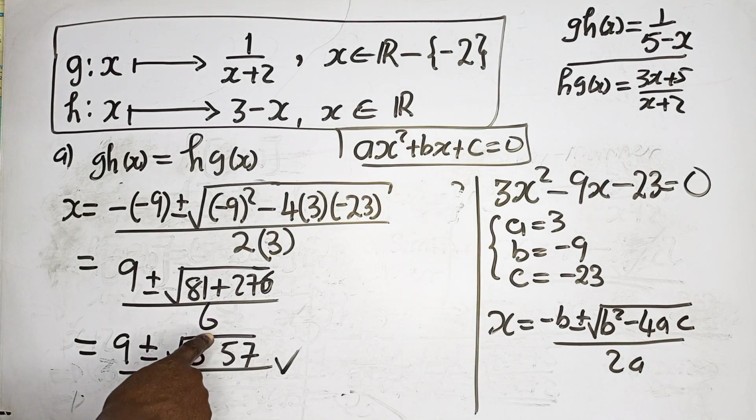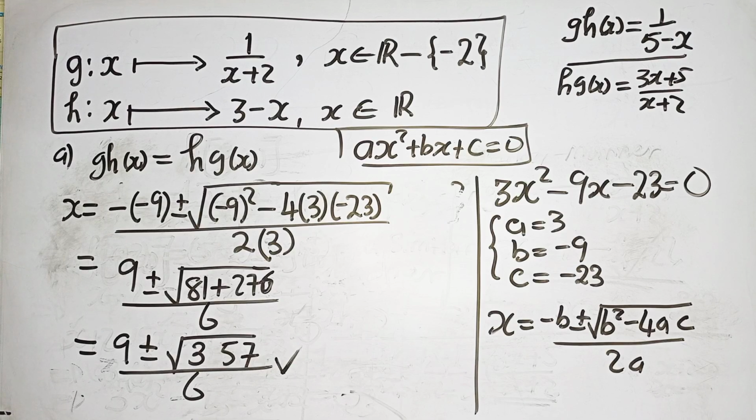So let me just quickly do this square root. Let me look for the calculator, please. So 9 plus or minus the root of 357 all over 6. Okay. Let's get the square root of 357.